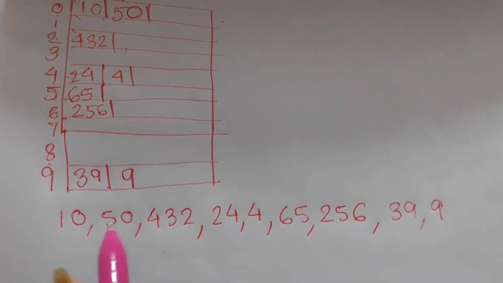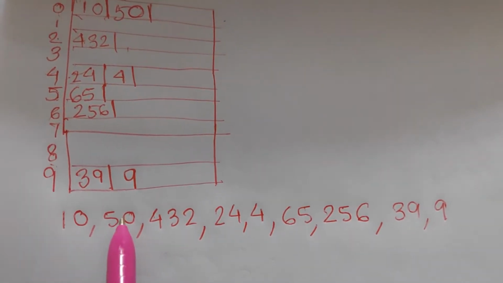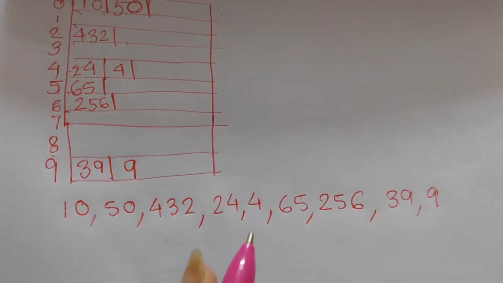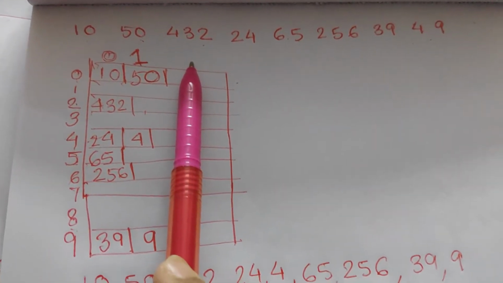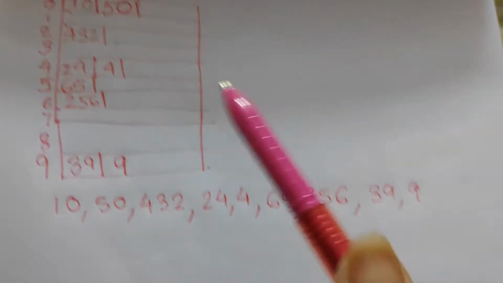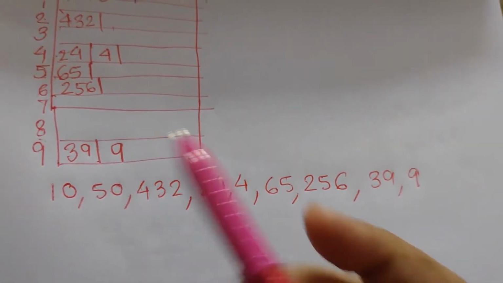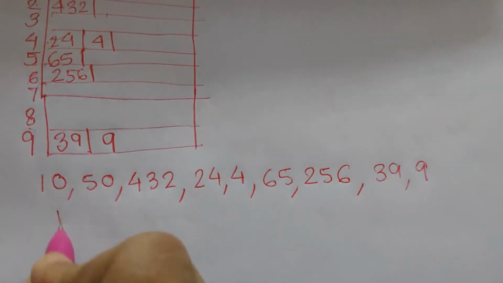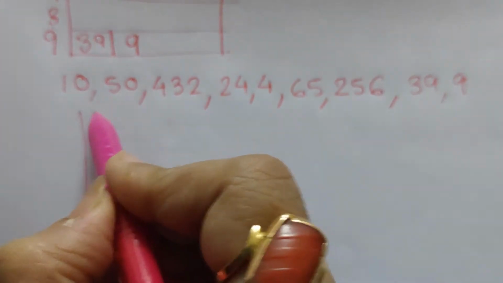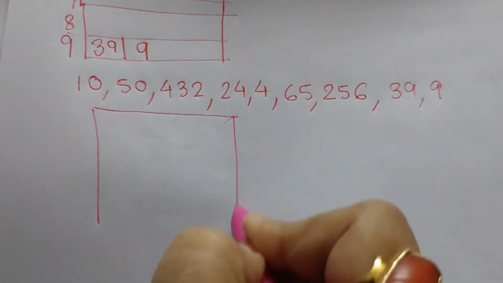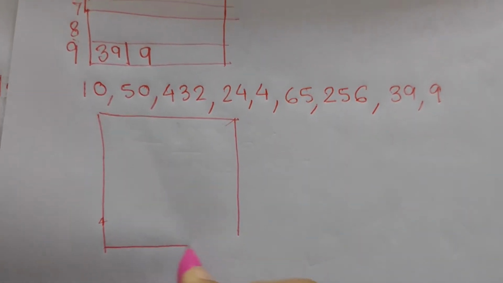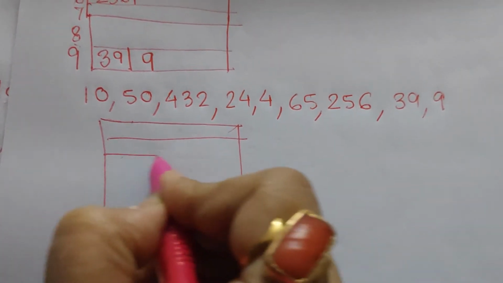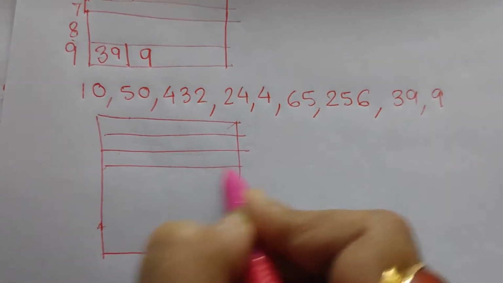Now in the second iteration, the second digit of all the numbers would be considered, the tens place. The first pass was on the basis of the units place, and this would be on the basis of the tens place, right? So again another two-dimensional array will be created. In that two-dimensional array, again the rows will be the digits of the number system that we are using.